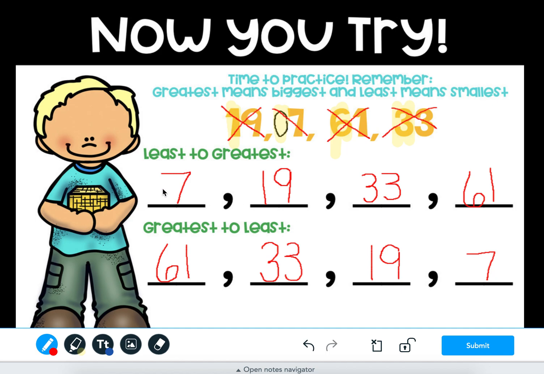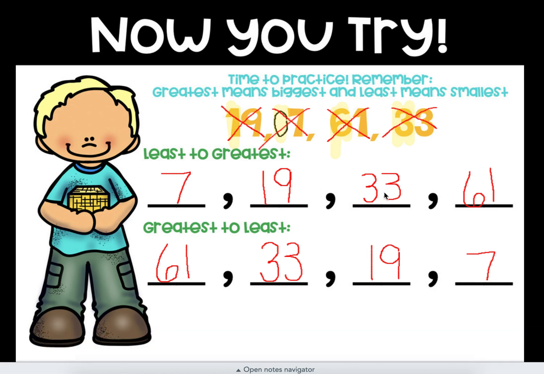Now, take a look. If I read it forwards, I see 7, 19, 33, 61. If I read this one backwards, I see 61, 33, 19, and 7. Greatest to least and least to greatest are just opposites. So use that to help you.